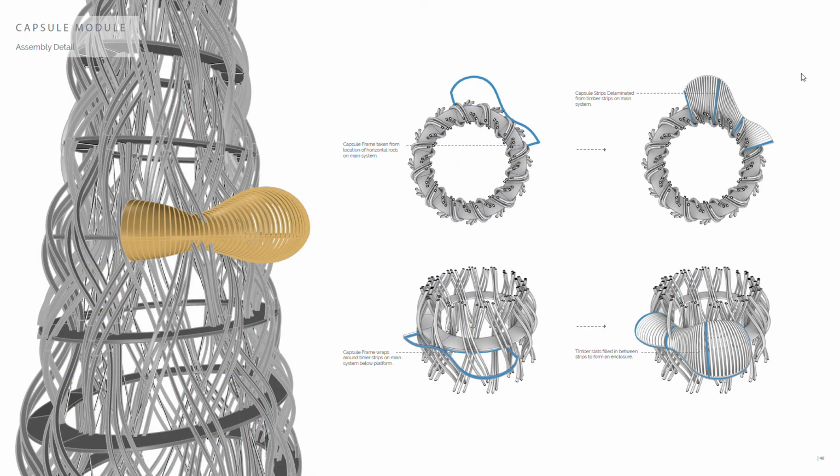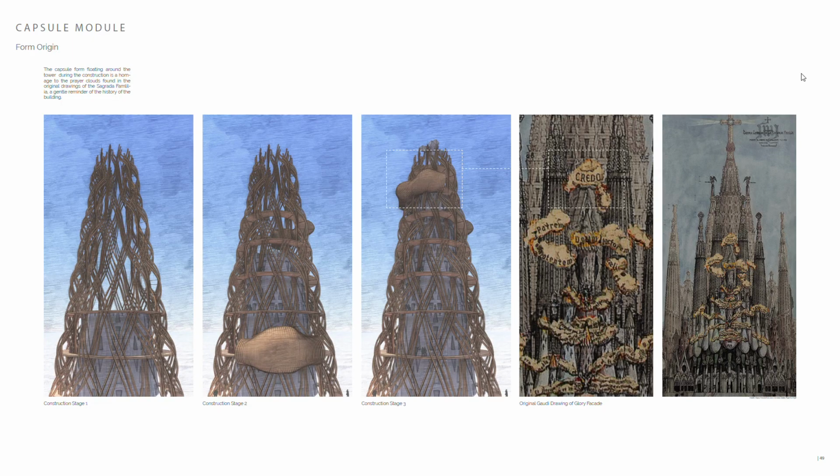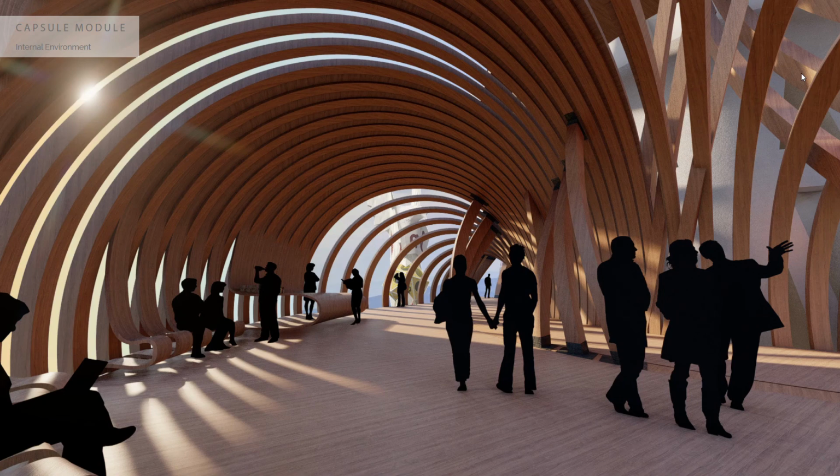The capsules are formed on various levels of the tower and are created by delaminating some of the timber strips. The capsule form is a homage to the prayer clouds found in the original drawings of the Sagrada Familia, a gentle reminder of the history of the building. The space inside the capsule provides opportunity for activities to commence, a place for reflection, a pause for rejuvenation.